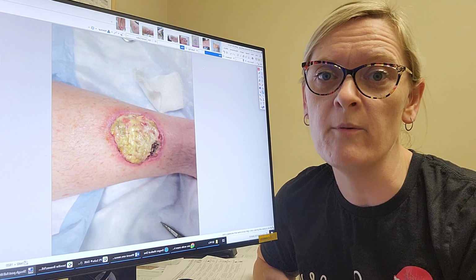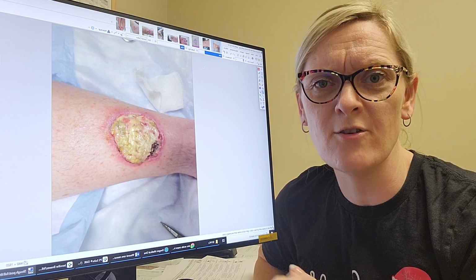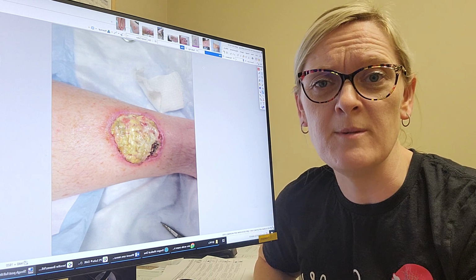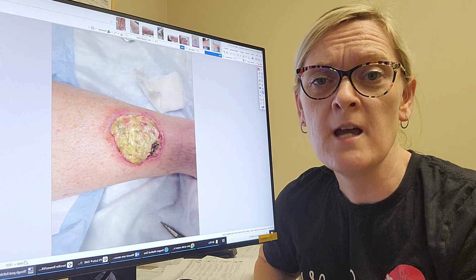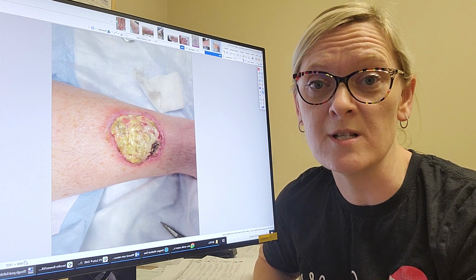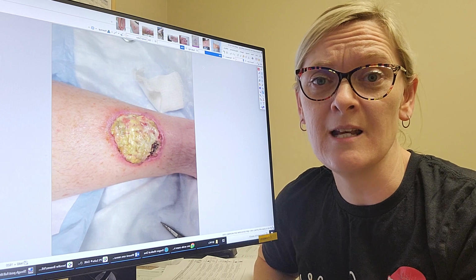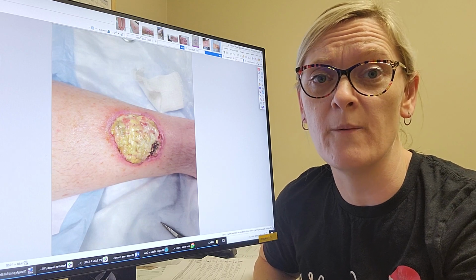Because again, remember, we want that lovely red granulation tissue, the one that's forming those capillaries and going to be the building blocks of new tissue. So again, this is what adipose looks like. It's also loosely termed slough, and this is kind of an adherent slough that's on the wound.